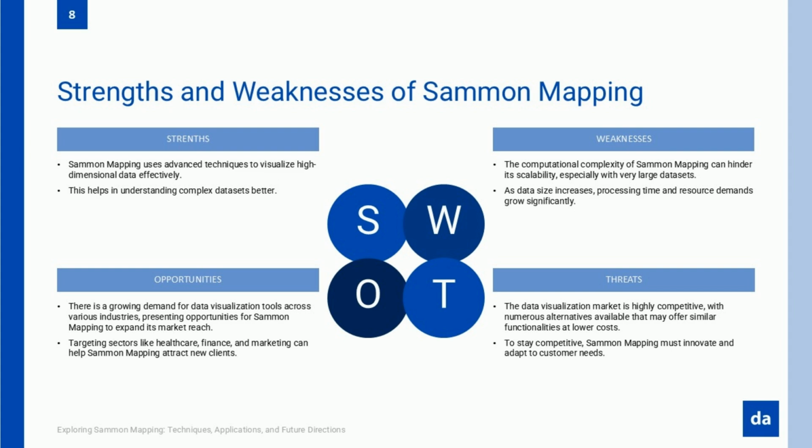However, there are some limitations. One of the biggest challenges is that Sammon mapping is computationally expensive. Unlike PCA, which has a closed-form solution and can be computed efficiently, Sammon mapping relies on iterative optimization, which makes it slow for large datasets. If you're working with millions of data points, this technique may not be the best choice.